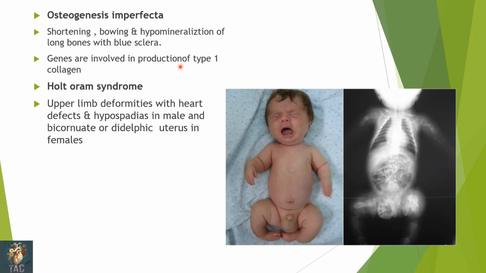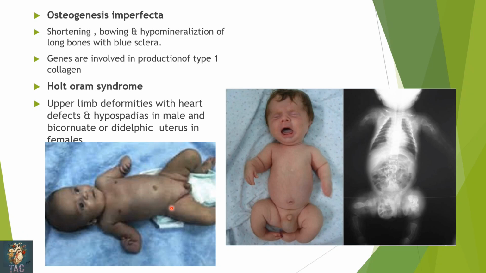In case of Holt-Oram syndrome, upper limb deformities with heart defects, and hypospadias in males and a bicornuate or didelphic uterus in females occur. So here in this you can see Holt-Oram syndrome. Here you can see the upper limb anomaly in which the radius is affected.